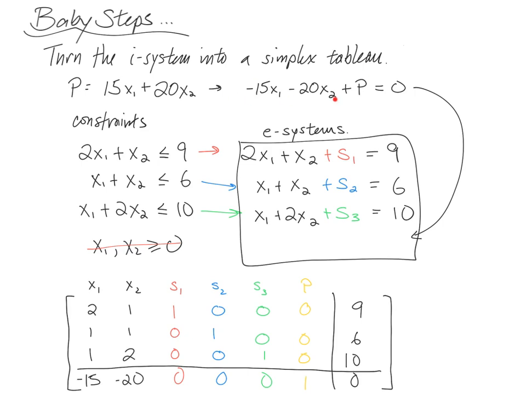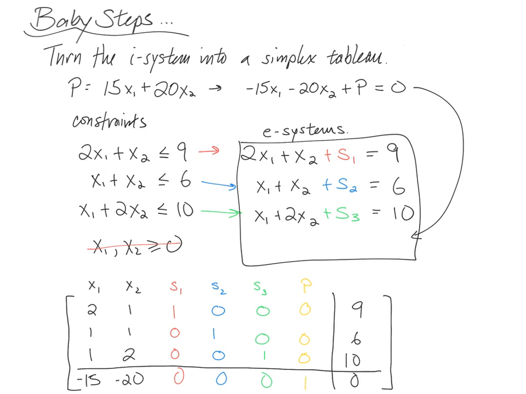The objective function, again, is going to be the last one, so there's negative 15 x sub 1s, negative 20 x sub 2s, no s's, no slack variables here, but there is a p, and it equals 0. And these other two rows follow exactly the same way.